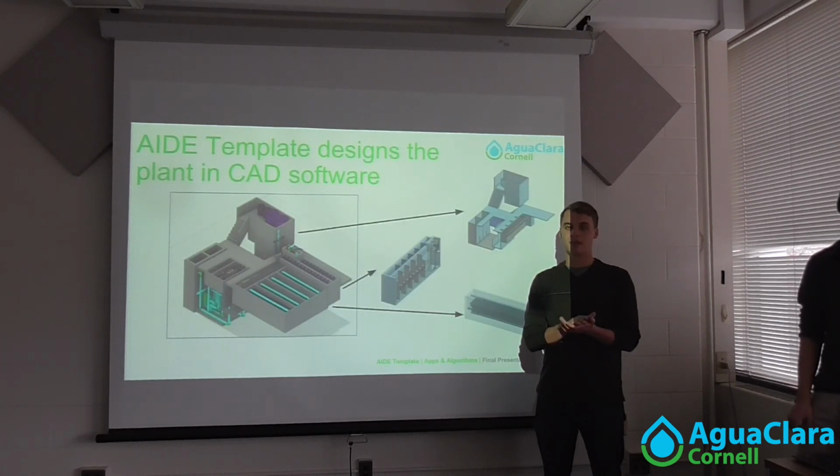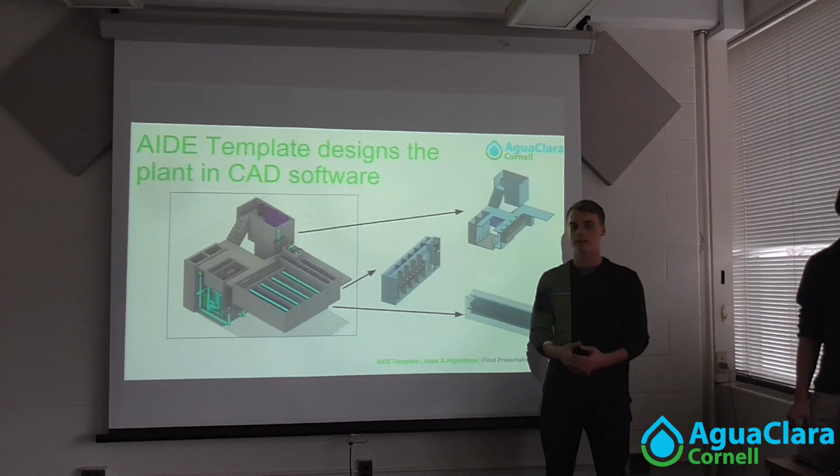As the name AIDE template suggests, we create templates of different plans. So you can think of this as us making the general shape of the plant, while the rest of AIDE designs the dimensions and actual flow rates that each plant needs. Individually, we all make different parts for the assembly as a whole, and together we put this together to make our final project.